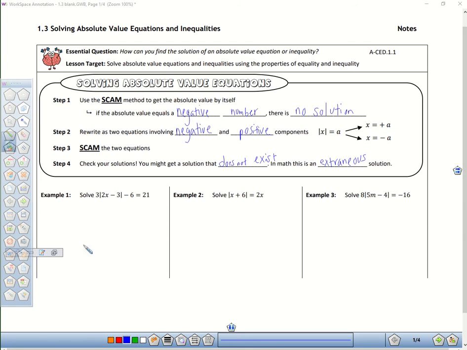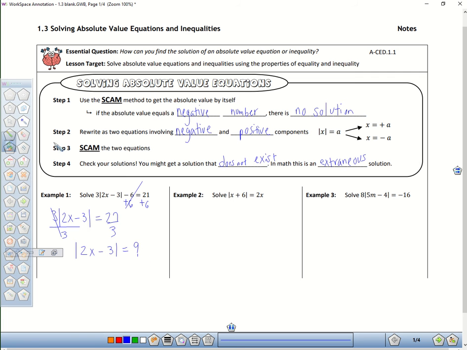So it says here, solve, and we have 3 times the absolute value of 2x minus 3, minus 6. So the first thing we want to do is get that absolute value by itself. So I'm going to get everything to the other side. I'm going to add the 6 to both sides. That leaves me with 3 times the absolute value of 2x minus 3 equals 27. Now I have multiplication here, so I'm going to reverse multiplication by dividing. I'm going to get the absolute value of 2x minus 3 is equal to 9.